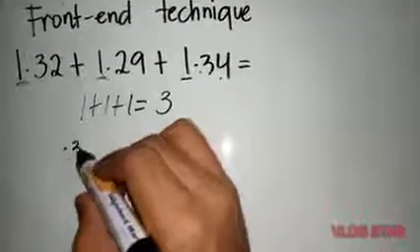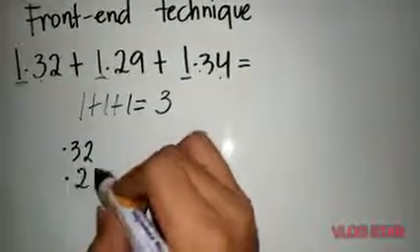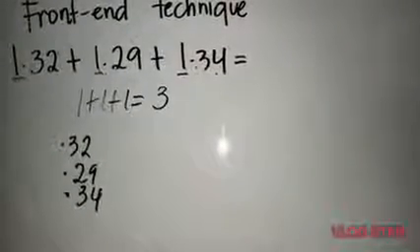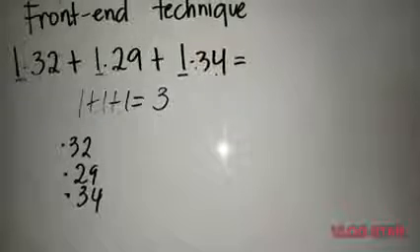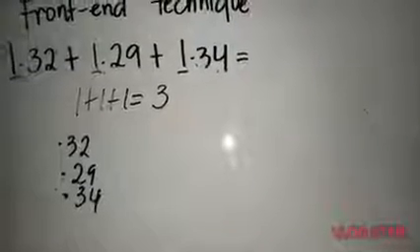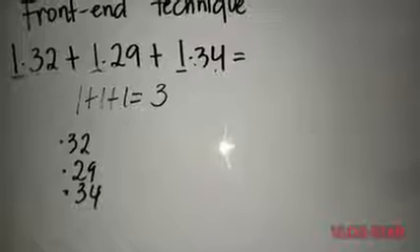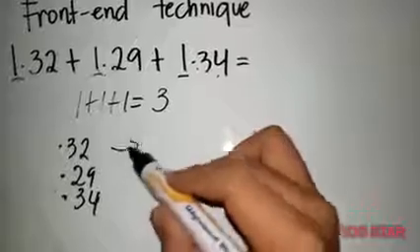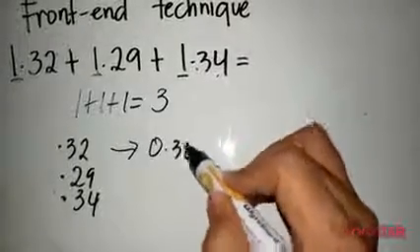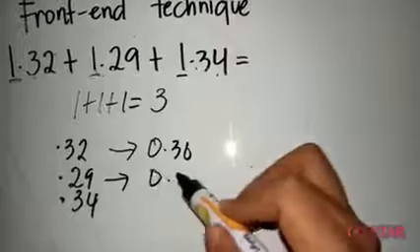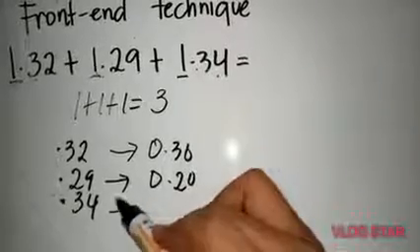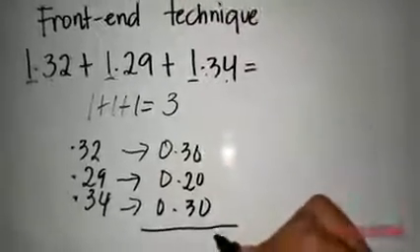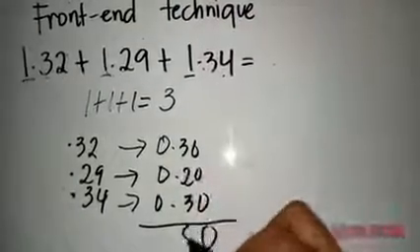So 0.32, 0.29, and 0.34. Estimate the sum of the remaining digits by adding the digits in the tens place. So we're going to add the digits in the tens place. So this would be 0.30, 0.20, and 0.30. Then just add 8.